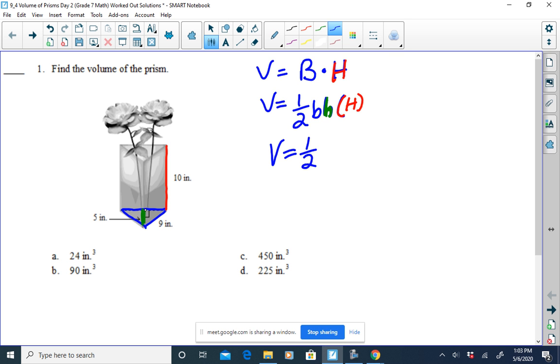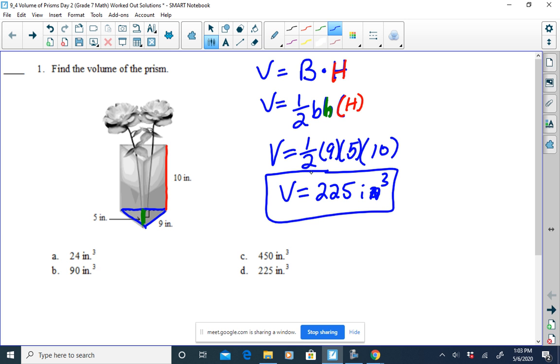Thank you very much. Okay, so back to the problem. 1/2 base times height. The base is 9 and the height is 5. So that's going to be 9 times 5. But then we have the height of the prism, which is 10. And then when we multiply all that together, that's where we get 225. And these are going to be cubic inches, right? It's supposed to be inches cubed. Should be 225 cubic inches, right?